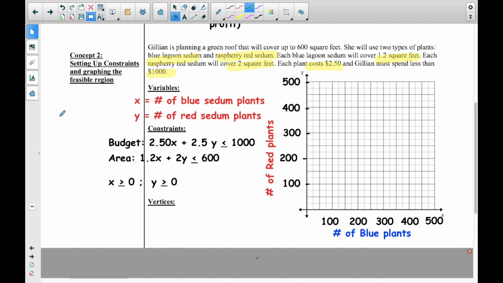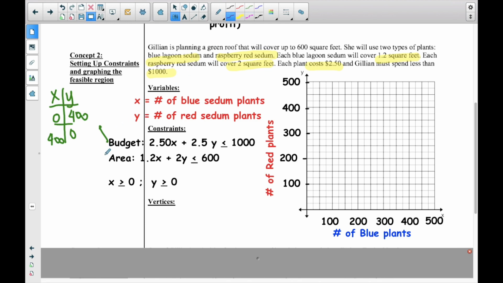So for the budget, I'm going to make a T-chart and a table of values. And I'm going to plug in 0 for my X and 0 for my Y and see what I come up with. Well, if I take 1,000 divided by 2.5, that's 400. And 1,000 divided by 2.5 again is also 400. So I need to count up to at least 400.